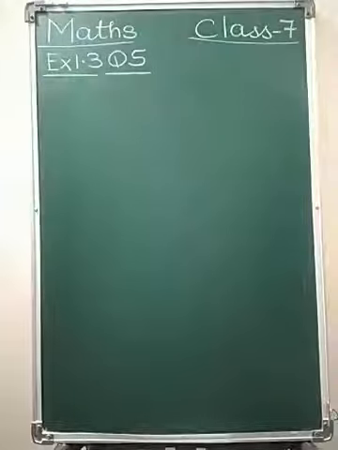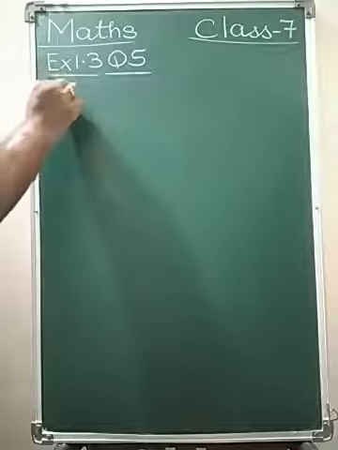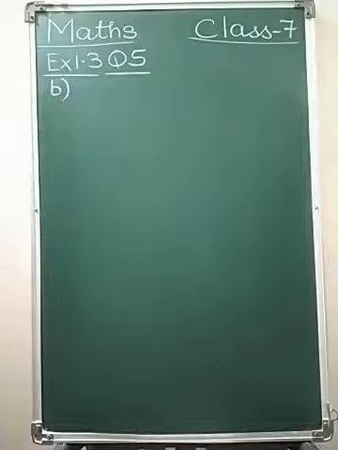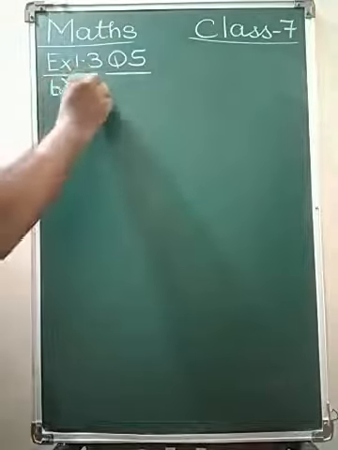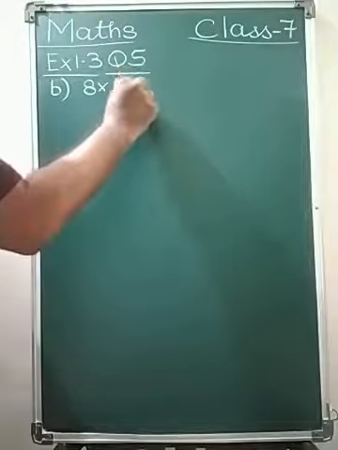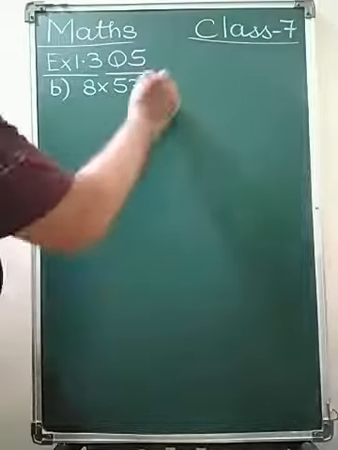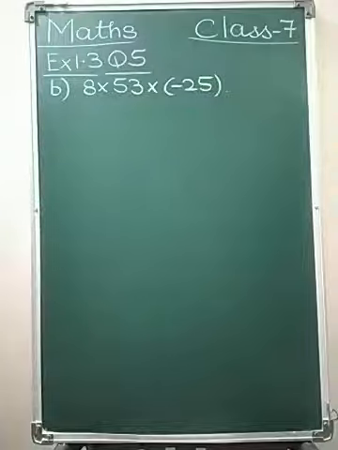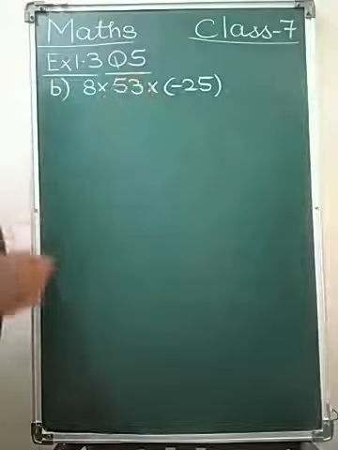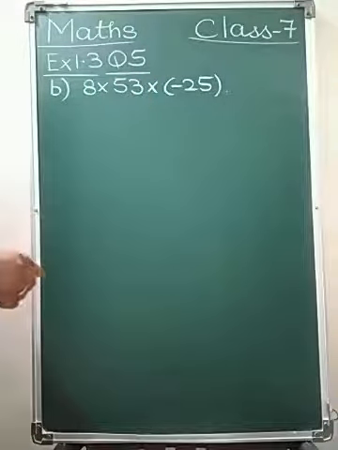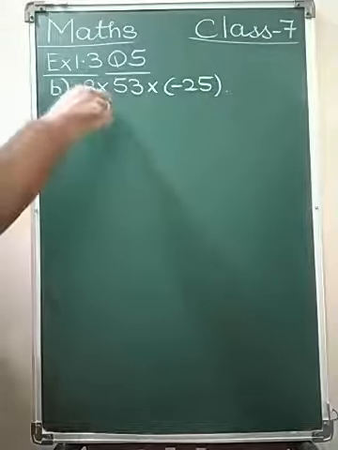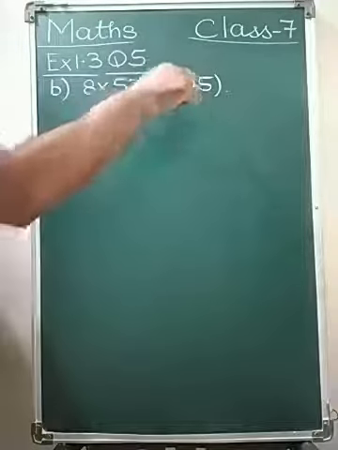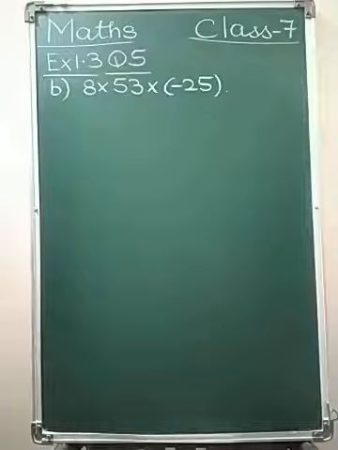Okay, now we move towards question B. What is question B? 8 multiplied by 53 multiplied by minus 25. Here all multiplications are there. If you check in our properties list, a multiplied by b multiplied by c, so we can use the associative property here.